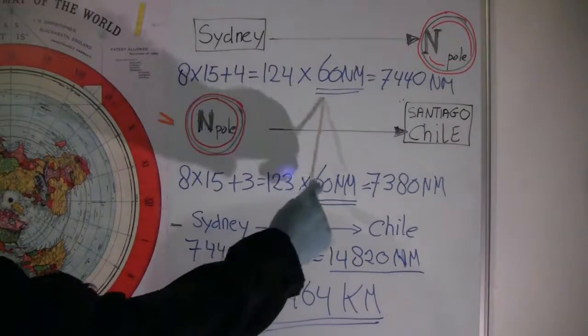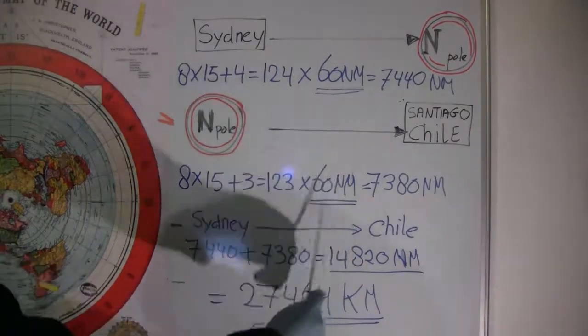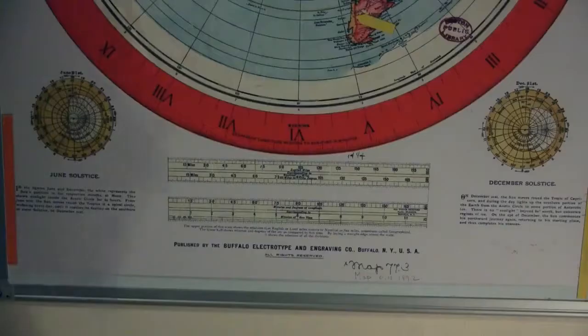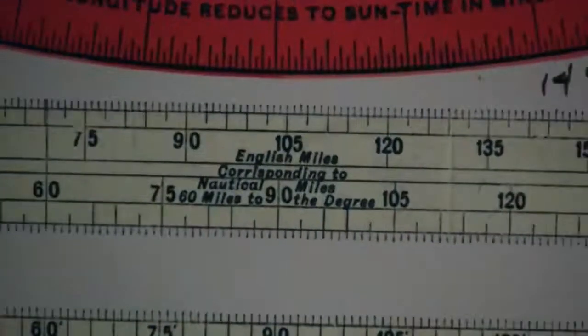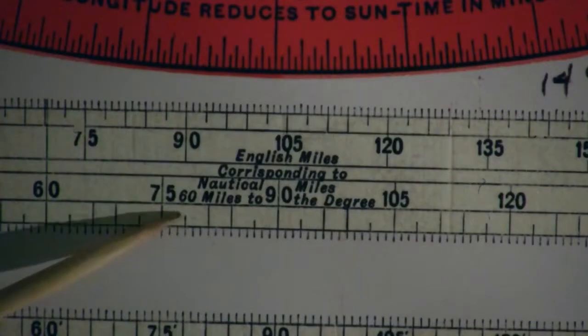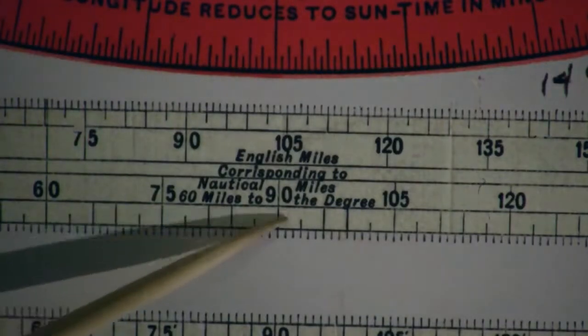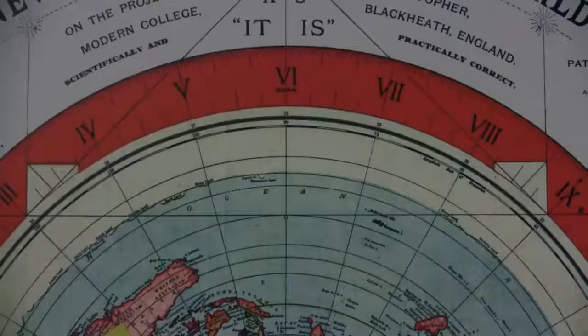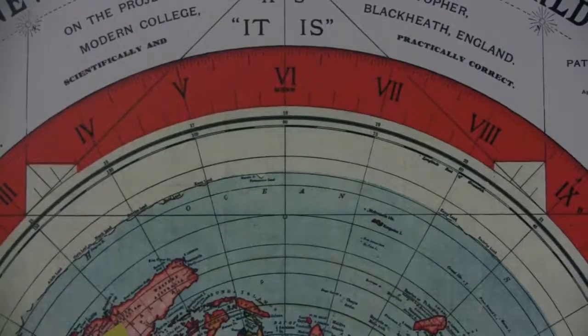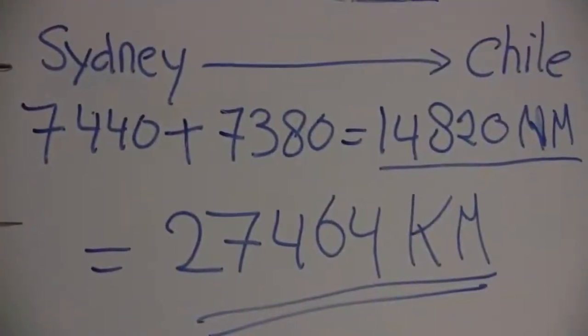The question is, why 60 nautical miles? To find the answer, we have to read between the lines. And it says 60 miles to the degree. It means each degree is in reality 60 nautical miles. Scientifically and practically correct.